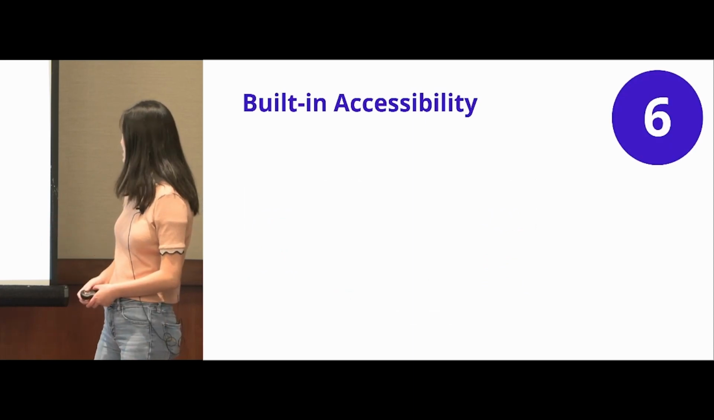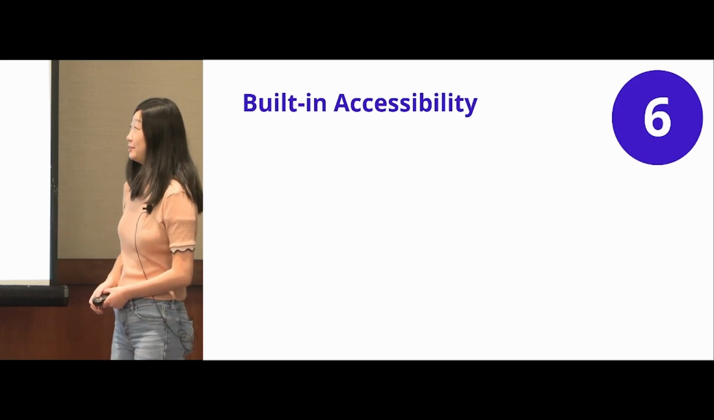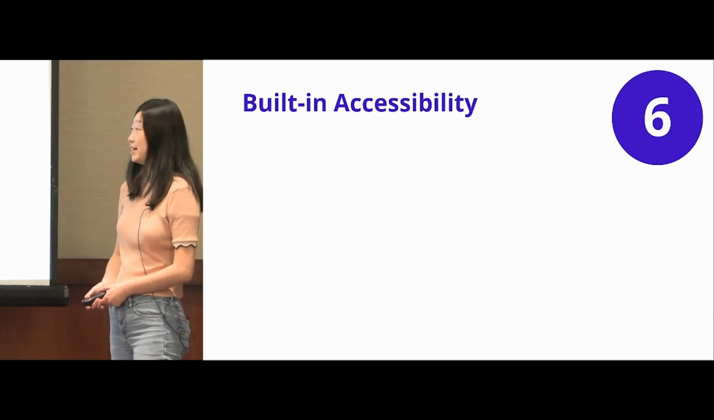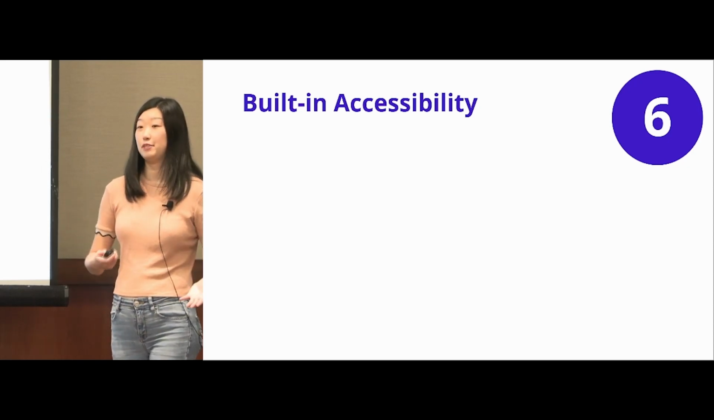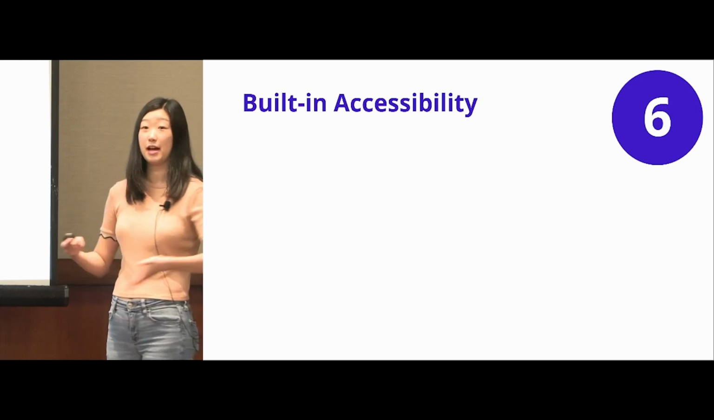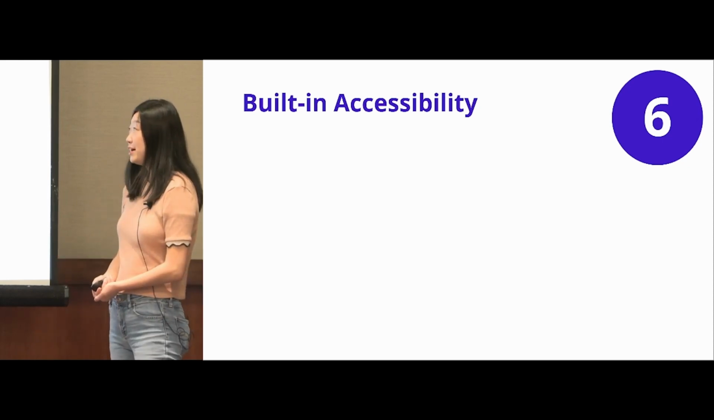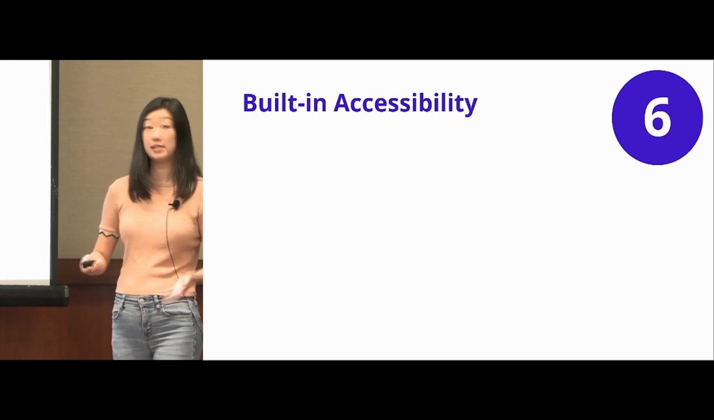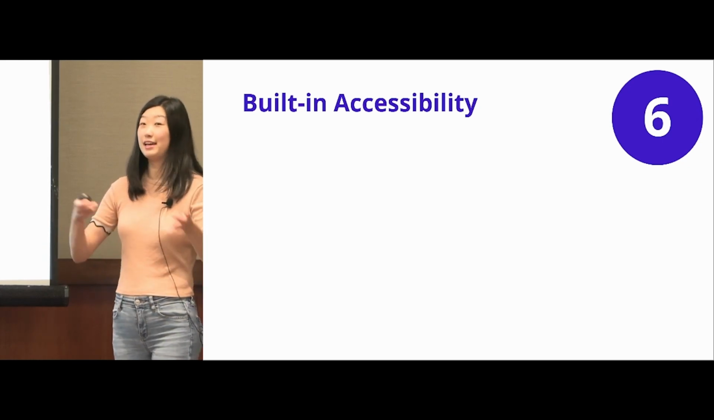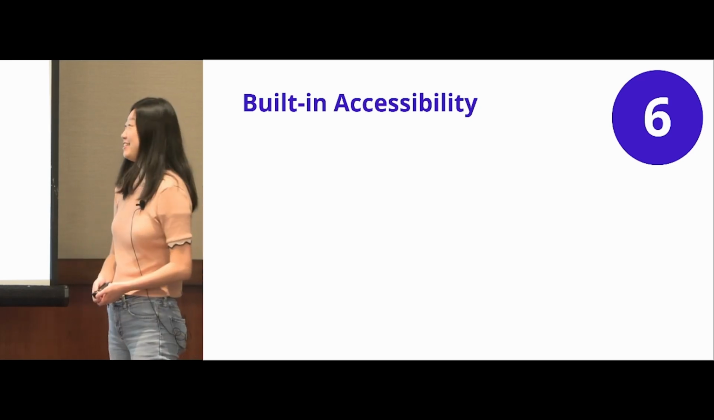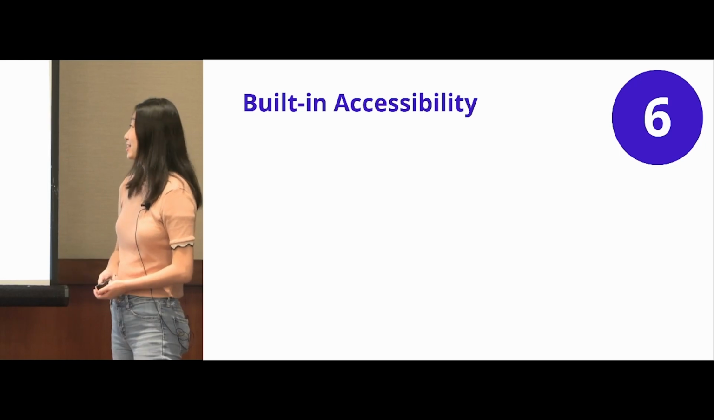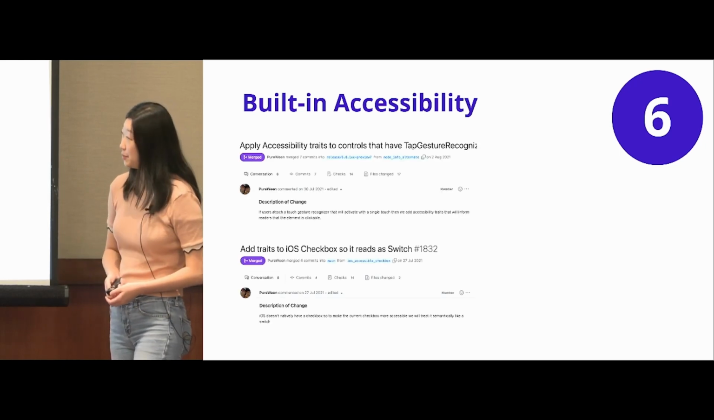Number 6, built-in accessibility. So I was talking about semantic APIs earlier, and that's things that .NET MAUI developers can leverage in order to make your apps more accessible. But beyond those APIs, we wanted MAUI to just be as accessible as possible right out of the box. And there are a bunch of things we have done to make that possible. I just wanted to highlight a couple of those things.